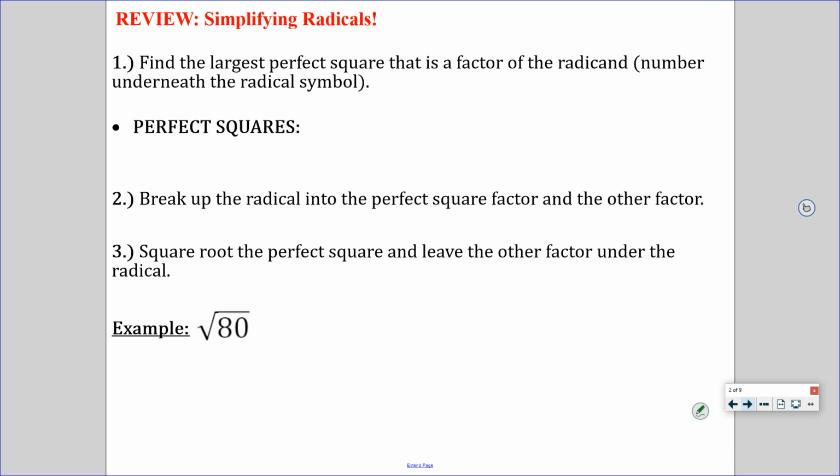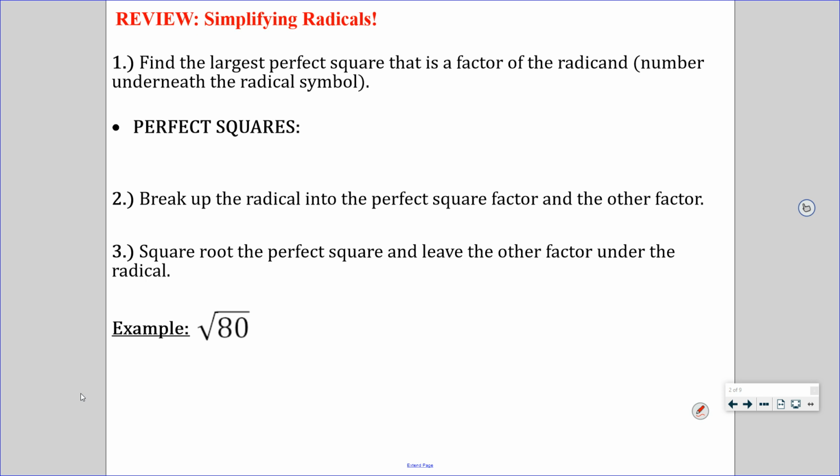I think the easiest way to simplify radicals is by looking at the radicand. Do you guys know what that word means? Nope. The number underneath the radical. So 80 would be the radicand here. The number underneath the radical, and you're trying to find factors of 80 that are perfect squares. All right? So I'm not going to do 8 times 10 because 8 and 10 are not perfect squares. I'm trying to break it up as a perfect square factor. Do you guys know which numbers are perfect squares?